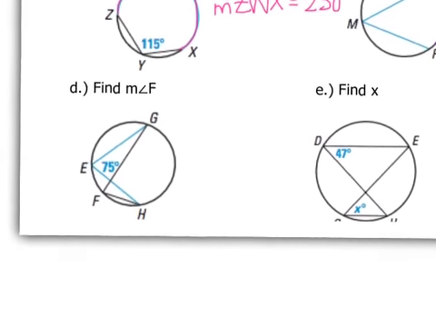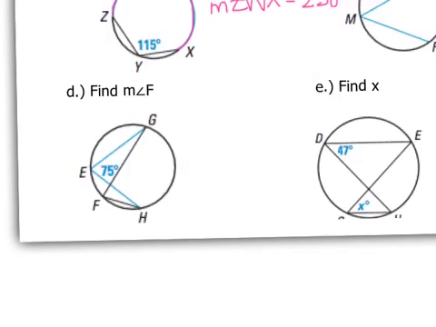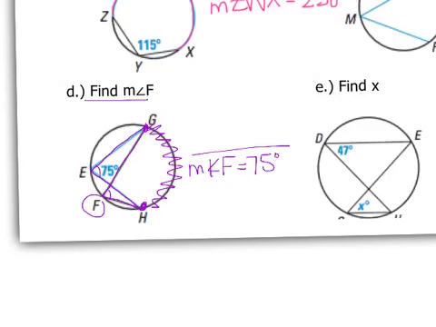So now we're going to look at some examples where you have two inscribed angles with the same intercepted arc. So notice these two angles have the same intercepted arc. So because they have the same intercepted arc, the angles have to be congruent. So if we're looking for the measure of angle F, the measure of angle F has to be the same as the measure of angle E, which is 75 degrees, because they have the same intercepted arc.